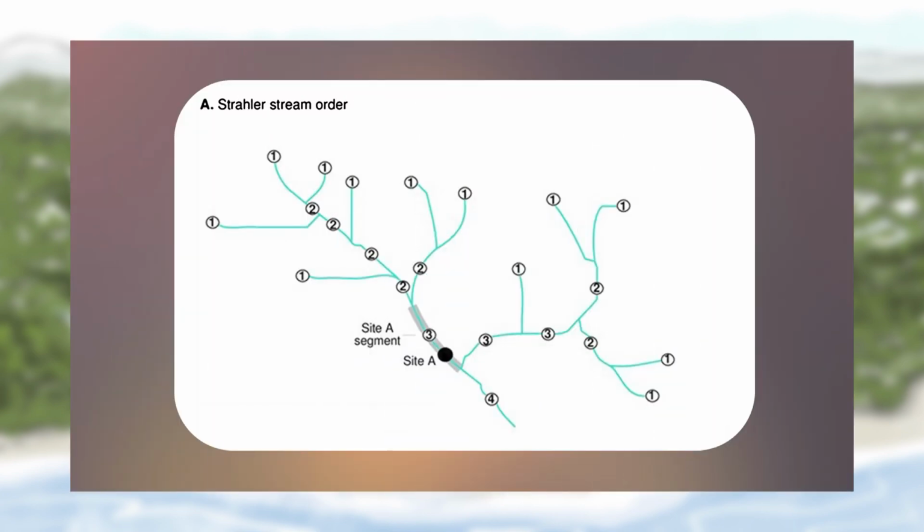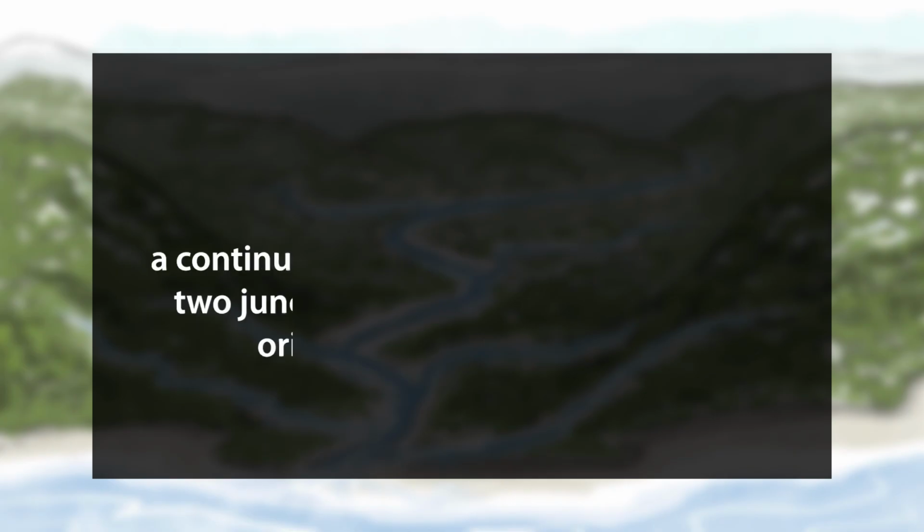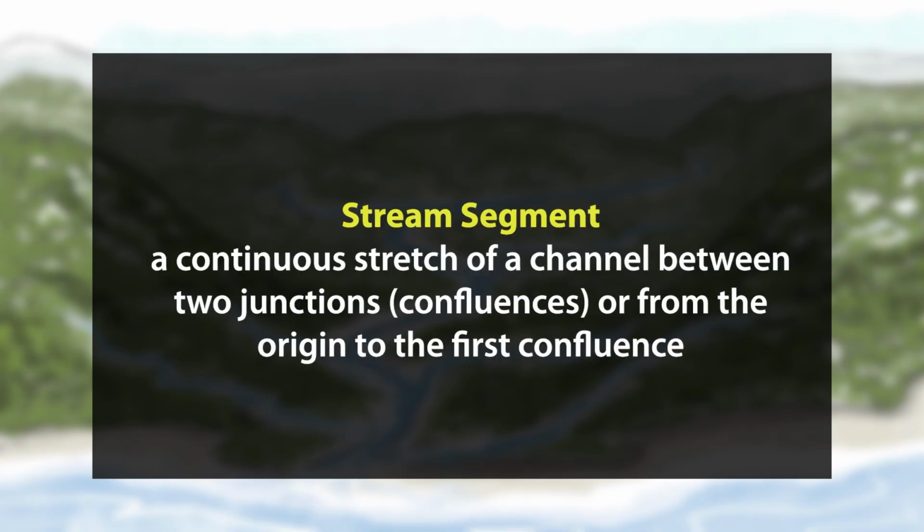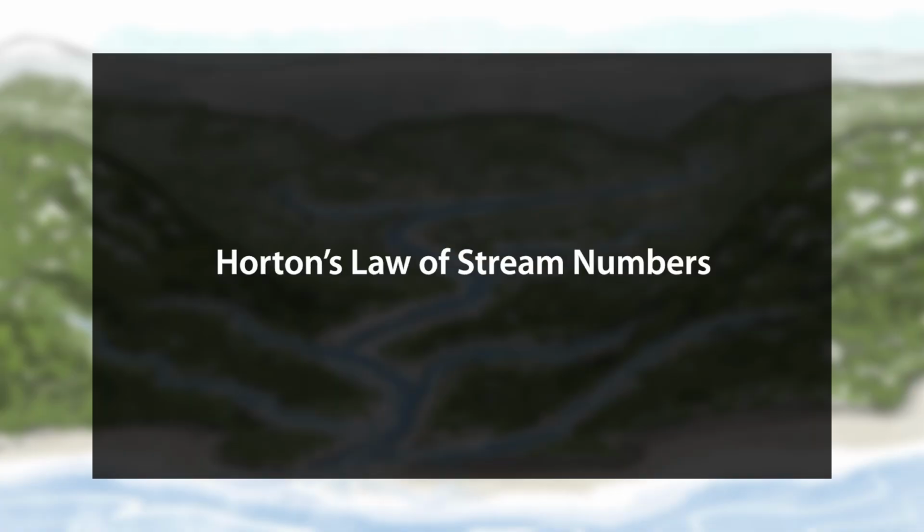Stream number refers to the total number of stream segments of each order within a drainage basin. It is one of the most fundamental linear morphometric parameters introduced by Horton. A stream segment is defined as a continuous stretch of channel between two junctions or from the origin to the first confluence. Stream number is the count of streams of a particular order within a watershed. So, Horton's law of stream number: the number of streams decreases geometrically with increasing stream order.